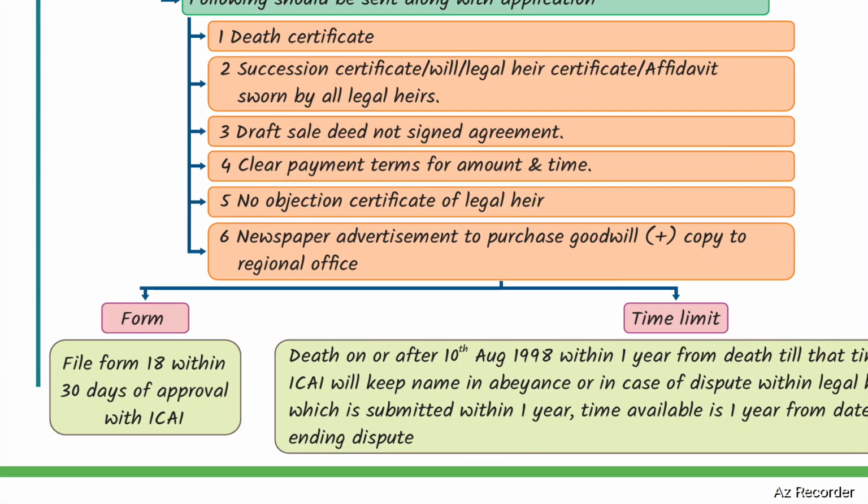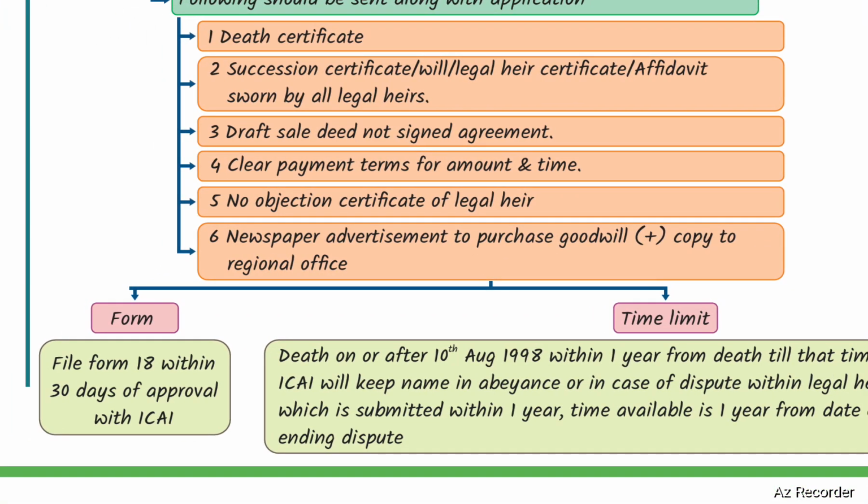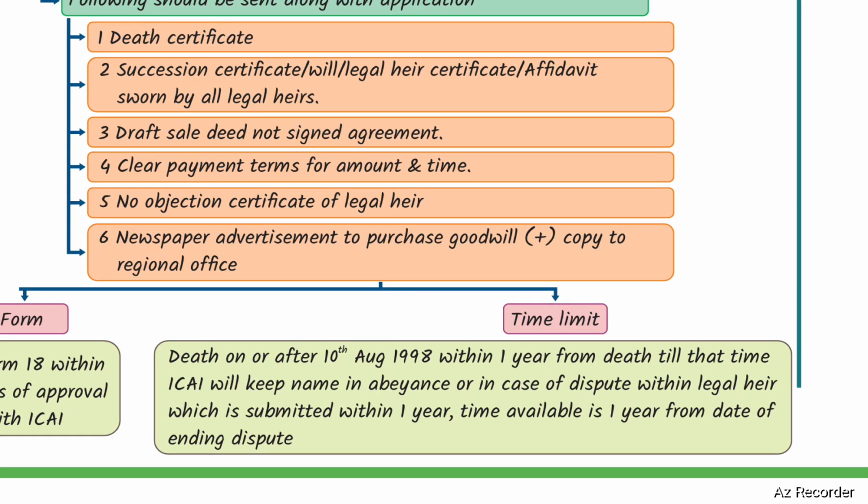Form: file Form number 18 within 30 days of the approval with ICAI. Time limit: where death has happened on or after 10th August 1998, within 1 year from death. Till that time, ICAI will keep the name in abeyance. In case of dispute within the legal heirs, which is submitted within 1 year, the time available is 1 year from the date of ending the dispute.